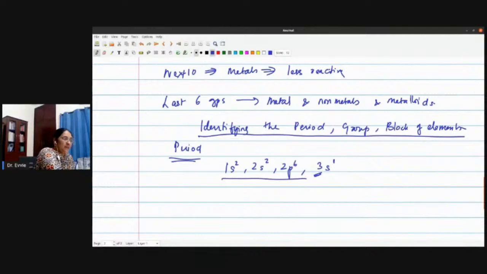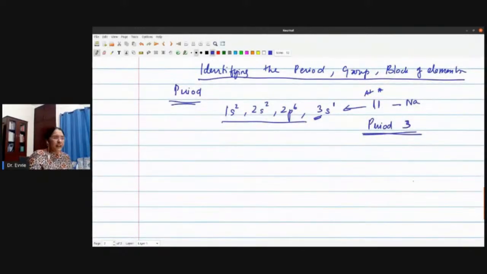So for this element, what is the atomic number? 4 plus 6, 10, plus 1. So 11. Atomic number is 11. So this is the electronic configuration. What is that element? You all know 11 is sodium. So this belongs to period 3. You can just go and see whether it is coming under the third period. So this is period 3.